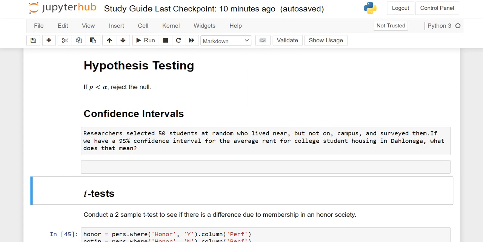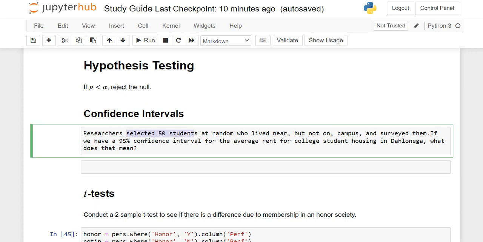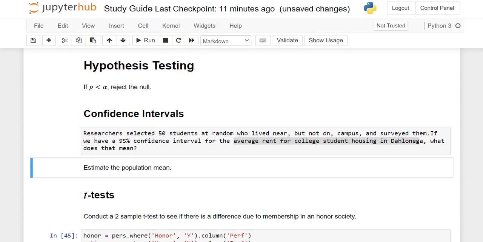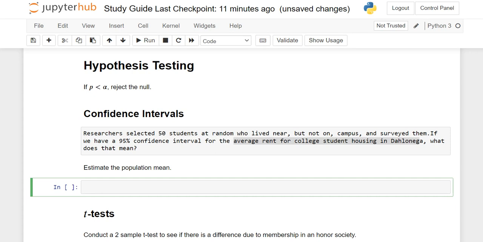All right, so hypothesis testing. And the reason I switched in here is because I put, okay, so we had researchers at UNG Dahlonega who selected 50 students at random, and they found students who live near but not on campus. They surveyed them about the cost of the rent that they had to pay for their college student housing in Dahlonega, Georgia. And what does it mean? Okay. So of course we use this to estimate the population mean. Okay, that's what it's used for. Sadly, that's not exactly what it means. Okay, let me open up a little code block here. And what does it mean?